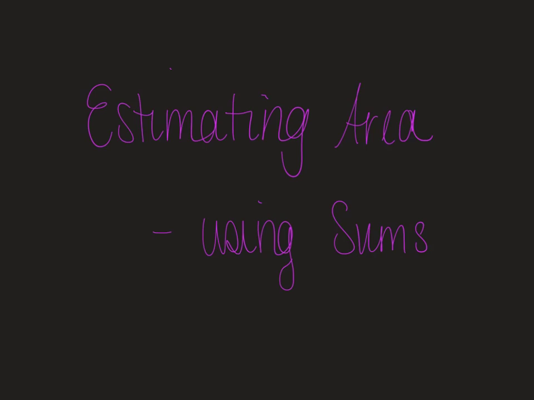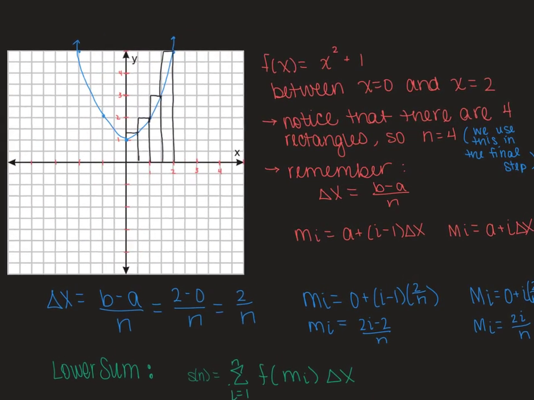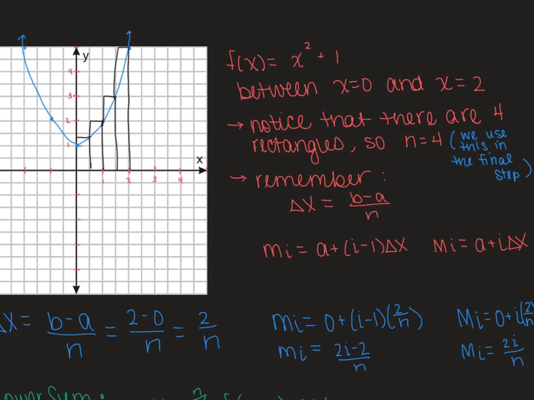Okay, so this is an example of estimating your area using the sums, so using your upper and lower sums. This is an example problem I have for you guys. You can see it looks similar to your problem on your Google Classroom. And you can see I have a function, I can see the graph, and I can also see rectangles that have already been decided for me.